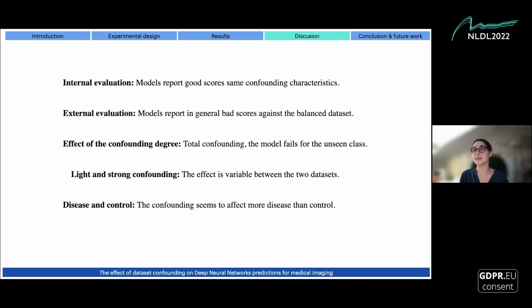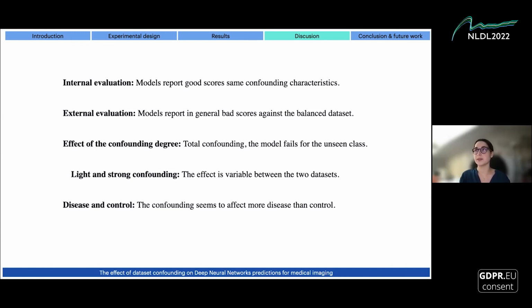Then regarding the effect of confounding, we observe that in case of total confounding, as we expect, the model doesn't know enough information about this distribution, so the model is always failing in the unseen class. But in the case of light and strong confounding, we observe a big variability between these two data sets. Similarly, for disease and control, we also see that the disease tends to be more affected, but also we observe big variability.